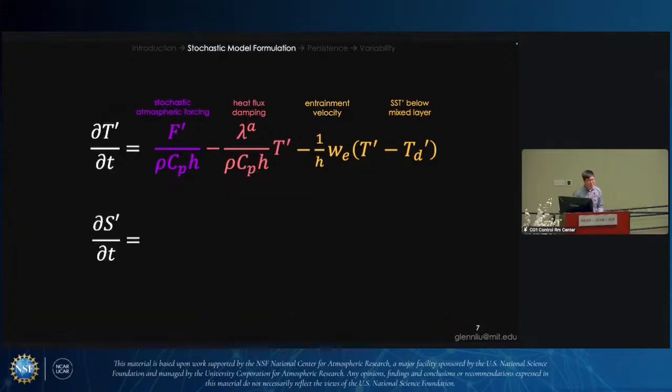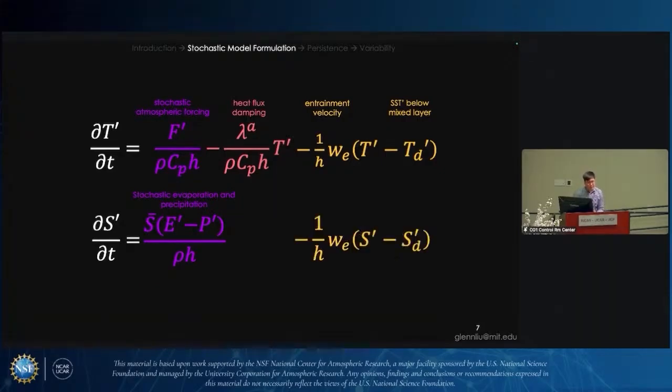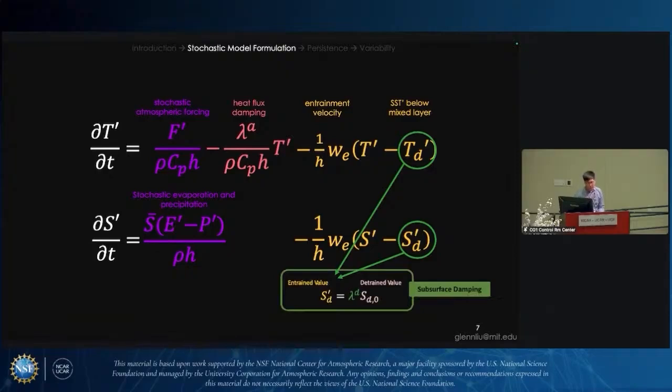So for salinity, we can use stochastic evaporation and precipitation forcing. Again, there's no heat flux damping, but we have the same entrainment mechanism. Furthermore, these anomalies beneath the thermocline might be damped by subsurface processes, so we can include a simple damping term to represent that subsurface damping. I won't go into the details of the parameterization in the interest of time, but essentially we estimate these parameters based on the CESM1 large ensemble, the historical period, and see if the simple model can replicate salinity behavior in the full physics ocean model.